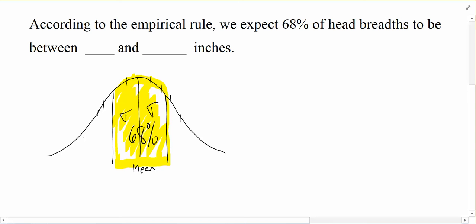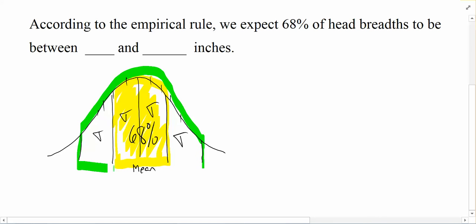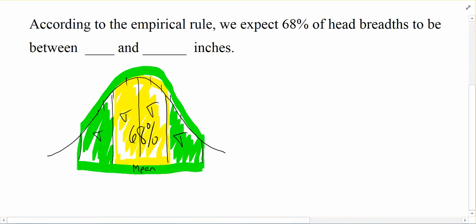It then goes out further to say if you wanted to go two standard deviations in each direction, so another standard deviation in each direction, we'll use green for this. That includes all of the 68% that we had before, plus these others. Then in that green area, about 95% of the population is going to be in that green chunk there.